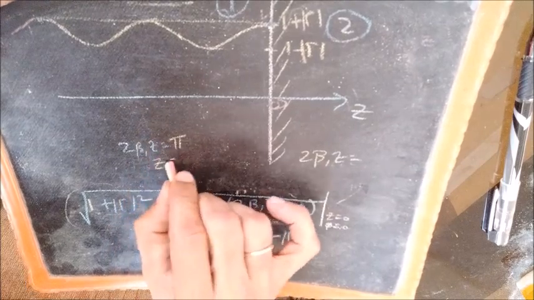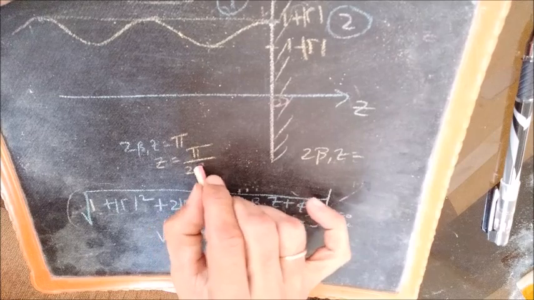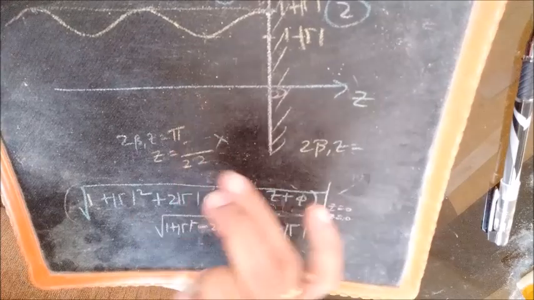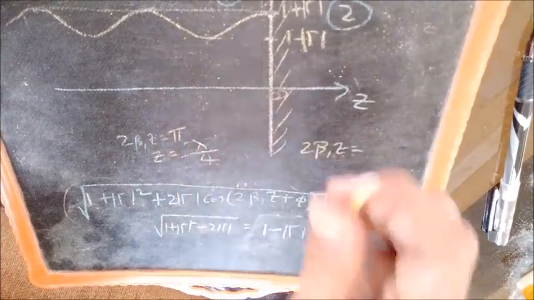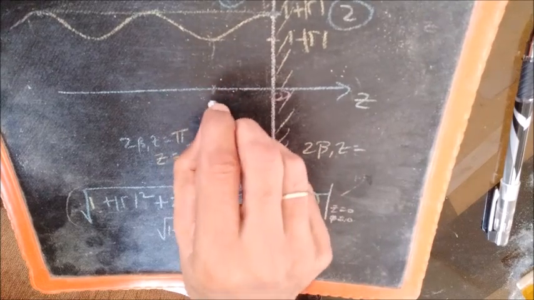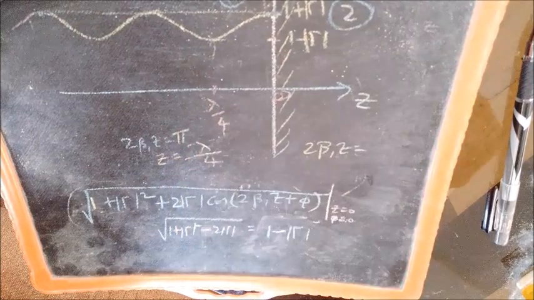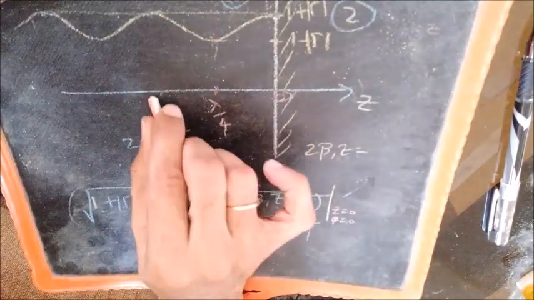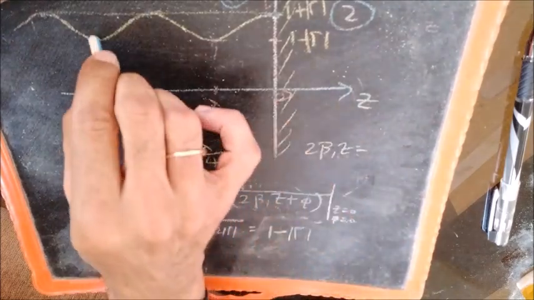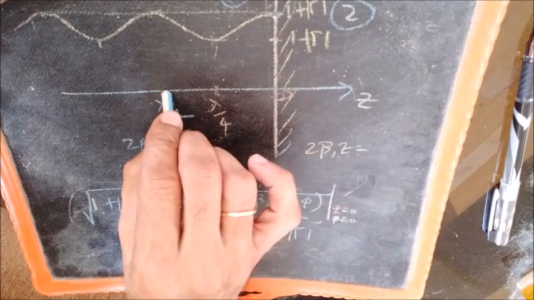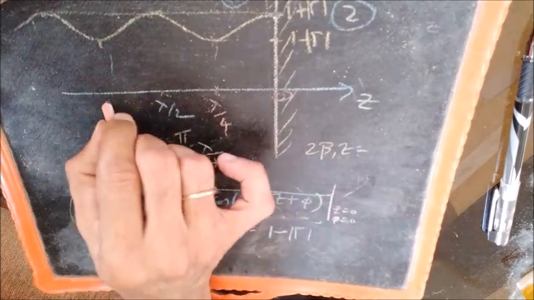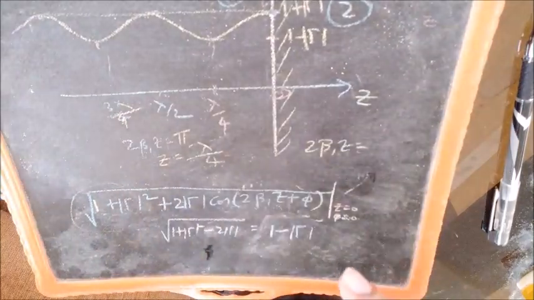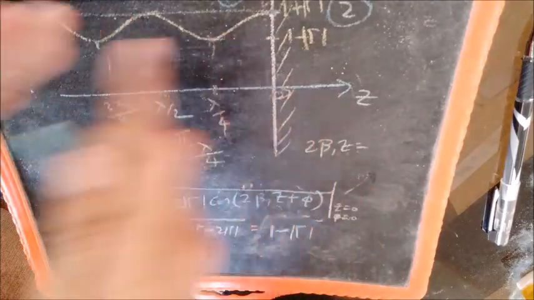is equal to pi, which is z equal to pi by 2 beta 1. Beta 1 is itself 2 pi by lambda. So pi gets cancelled, you get lambda by 4. So the minimum occurs at lambda by 4 from here. And then the next maximum, by the same argument, you can show that the next maximum occurs at lambda by 2. And the next minimum occurs at 3 lambda by 4, and so on and so forth. So this is what we understand regarding the amplitude of the reflected wave.